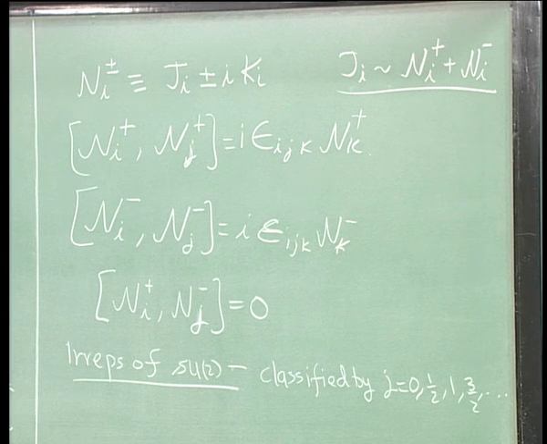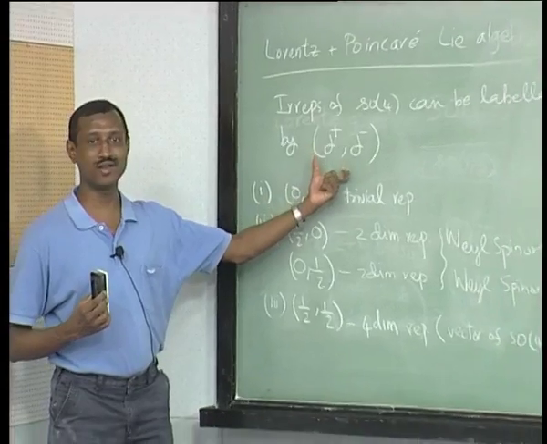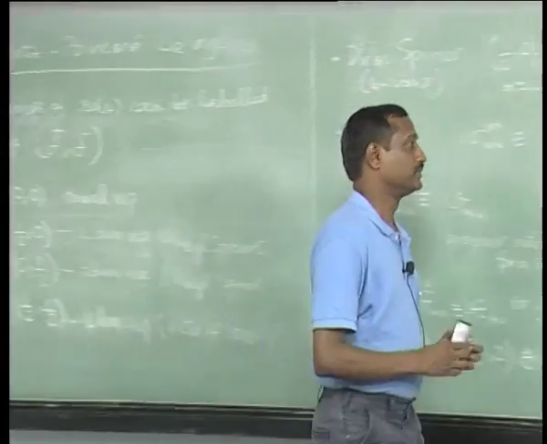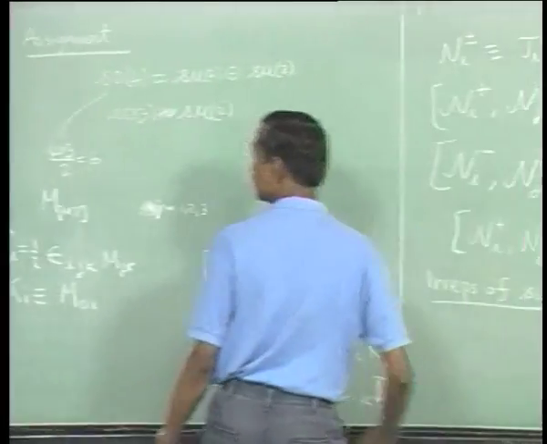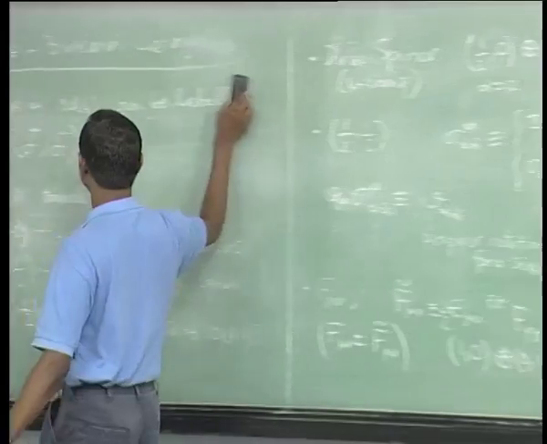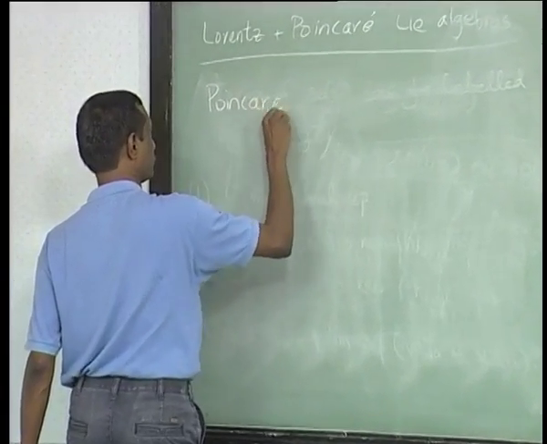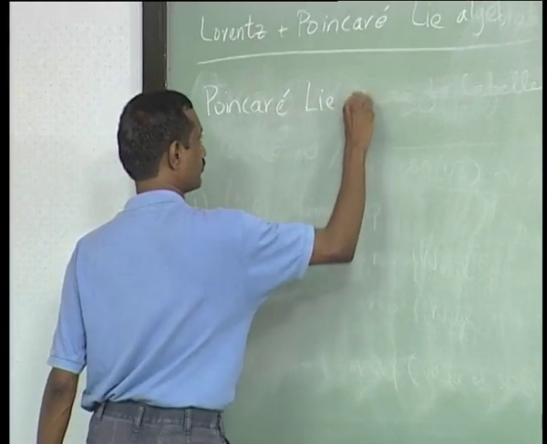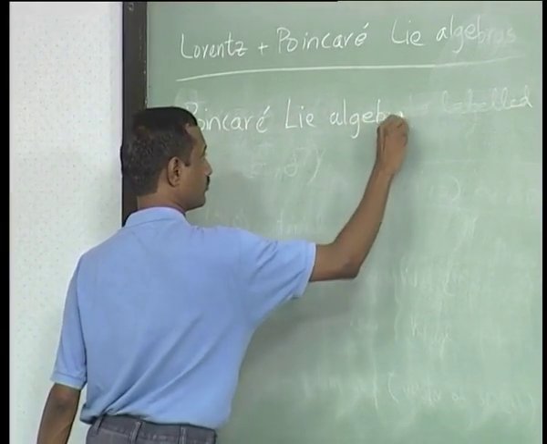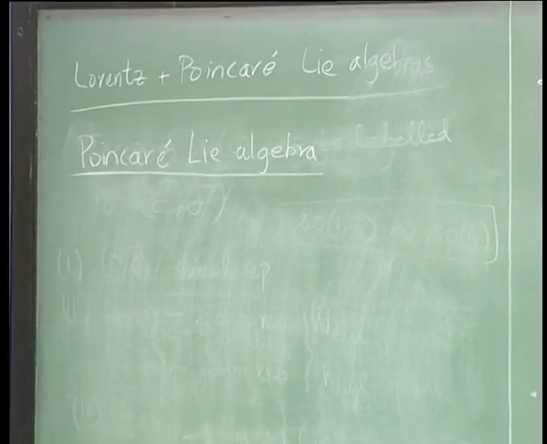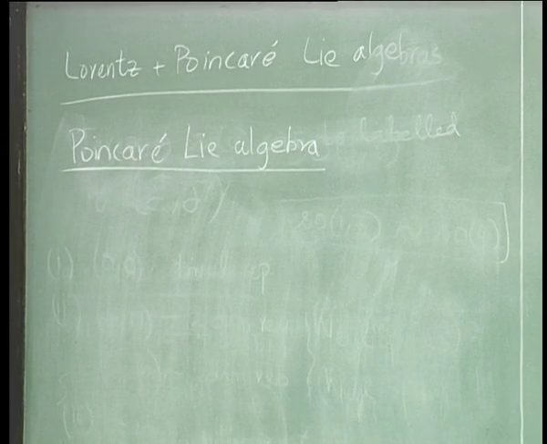So this is all I wanted to say about the Lorentz group. We have seen that all irreps can be written in this form. Now let us look at the Poincare group. It is a 10 dimensional thing. We have to add to M mu nu the translations.